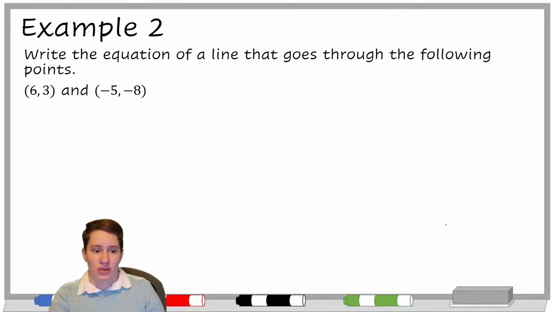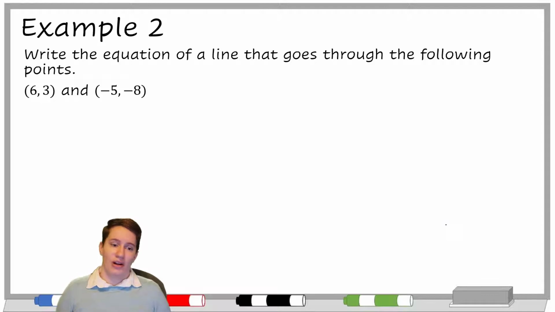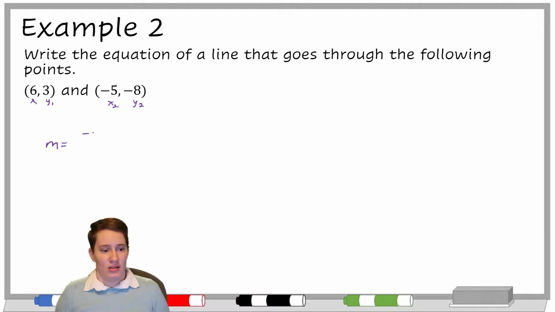Example 2, 6, 3, and negative 5, negative 8. So again, let's start by finding the slope. x1, y1, x2, y2. So our slope is negative 8 minus 3 over negative 5 minus 6. So that gives me negative 11 over negative 11. I was worried for a second that we were going to have a slope with an 11 in it. But these cancel and actually divide to be a positive 1, which is kind of nice.